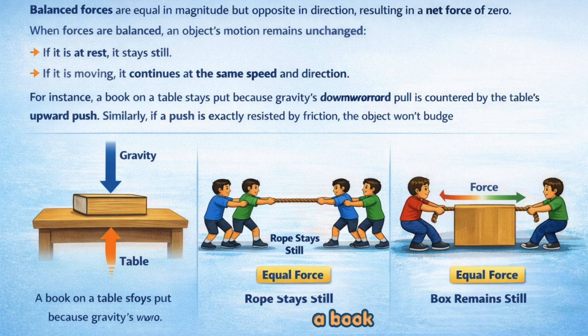For instance, a book on a table stays put because gravity's downward pull is countered by the table's upward push. Similarly, if a push is exactly resisted by friction, the object won't budge.